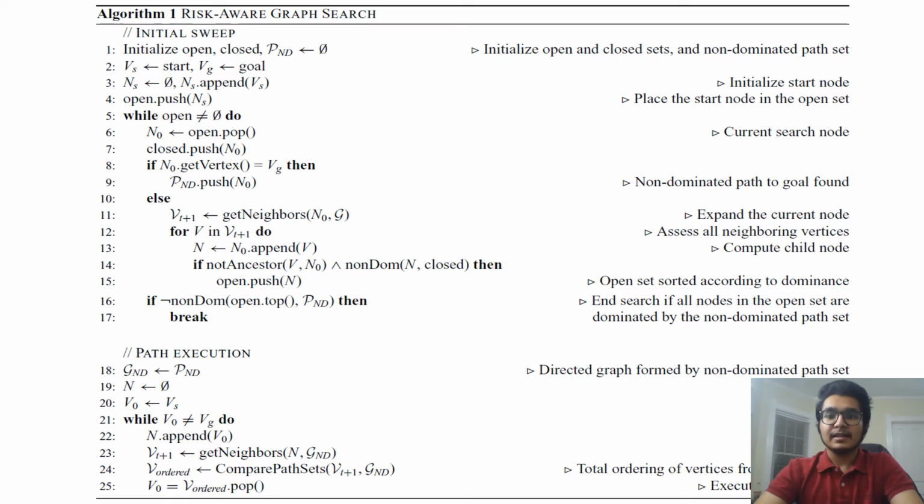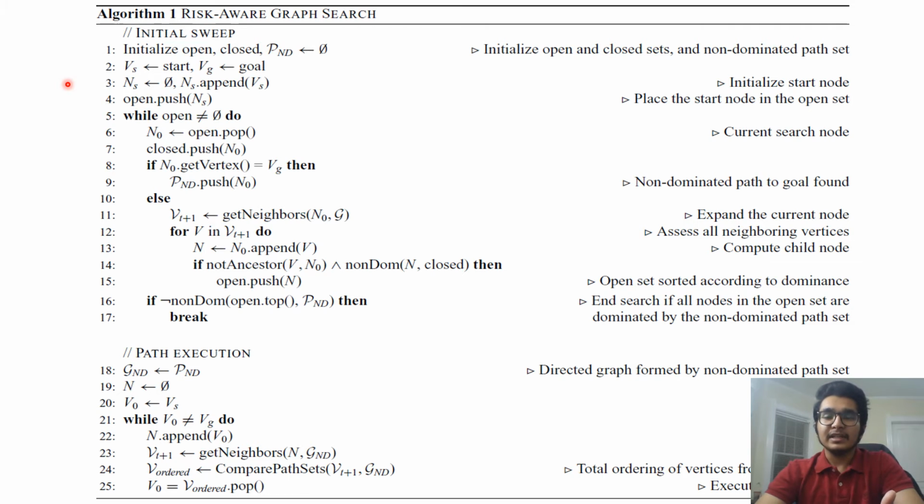As we can see, the RAGS algorithm performs an initial sweep from line 1 to 17 to look for the non-dominated path set, and the second sweep is performed during the execution to integrate the edge cost information as it is received. Lines 1 to 17 display the initial sweep, which has some variations when compared to A-star. Let's look into them. So if the current node has a path from start to goal, it is included in the non-dominated path set, and this can be seen in lines 8 and 9.